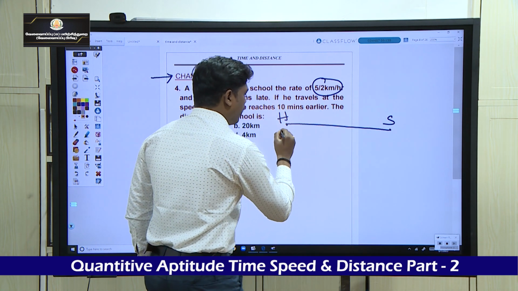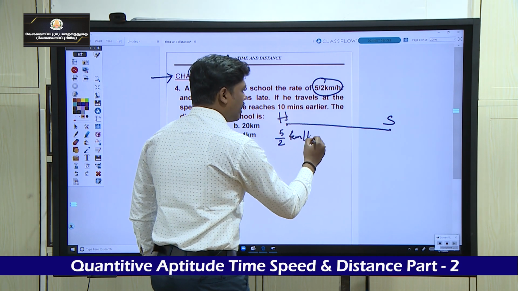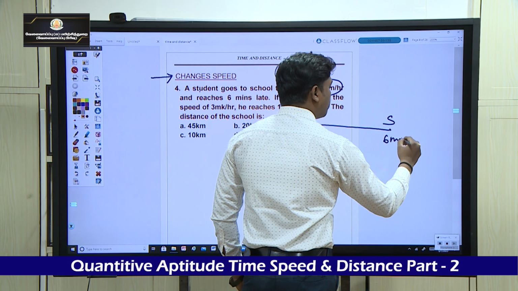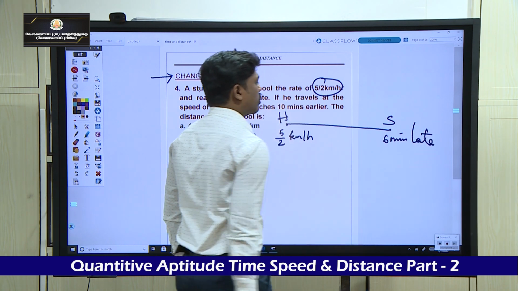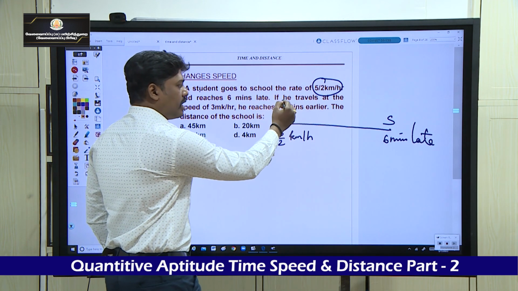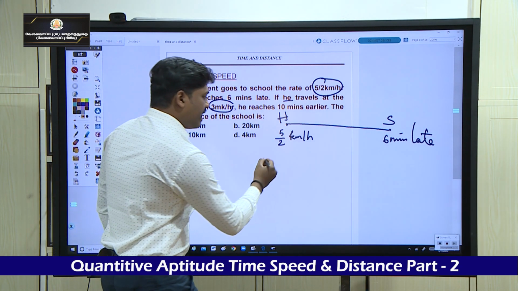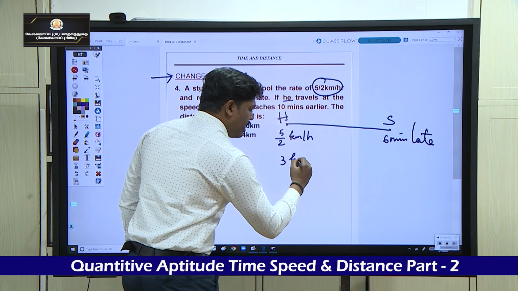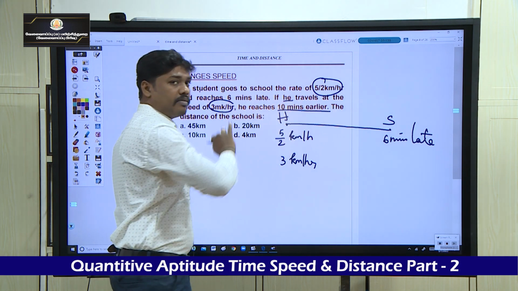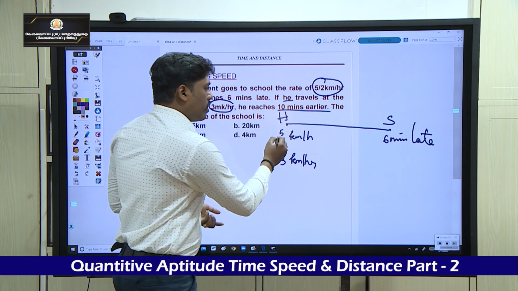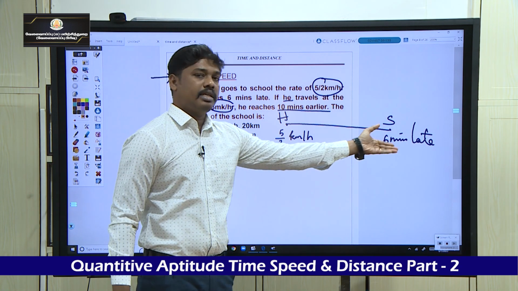If he is going at a speed of 5/2 kilometer per hour, he is 6 minutes late. Okay. So, the same person, if he travels at a speed of 3 kilometer per hour, which means he is increasing the speed, so he reaches 10 minutes earlier. If he is going at 5/2 means 2.5 kilometer per hour, he is late by 6 minutes.